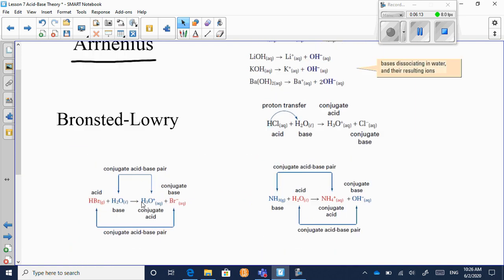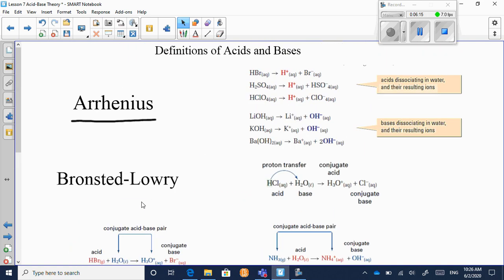So I'll just go back up to the top. Arrhenius would have said this one right here, HBr, which we know is hydrobromic acid. When you put it in water, it breaks apart into this H+ ion and the bromide ion.